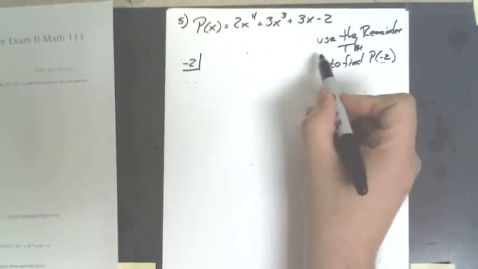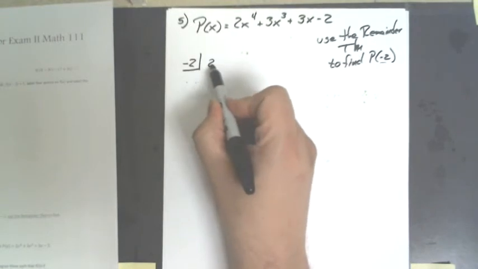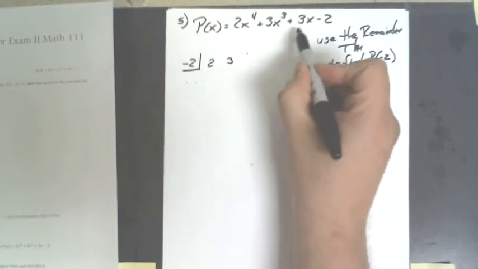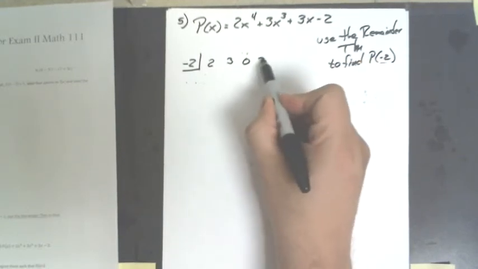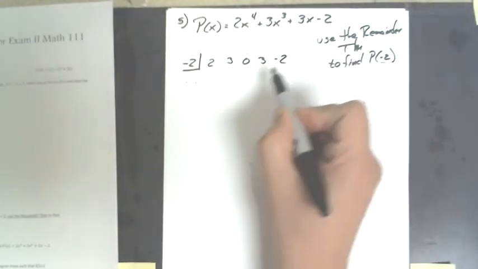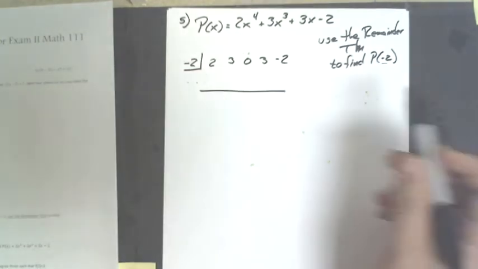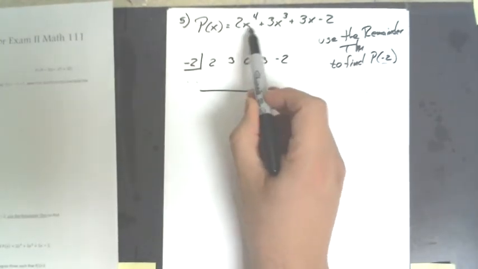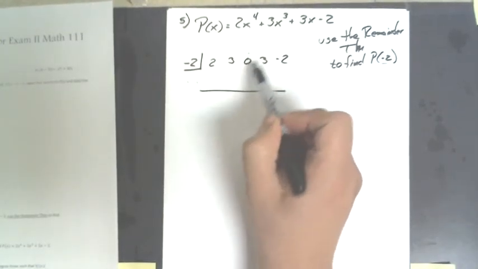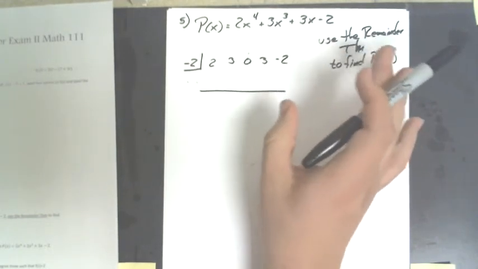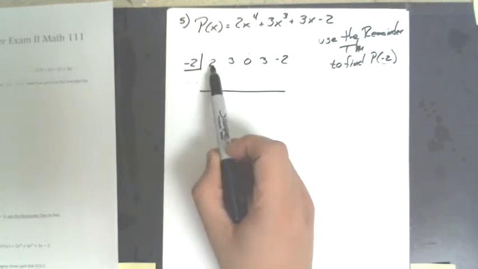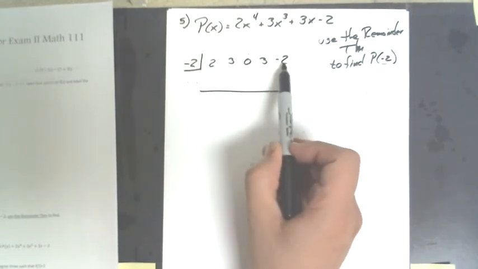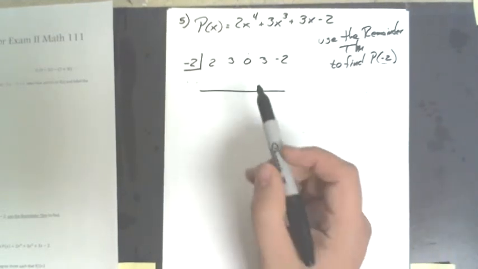And set up our coefficients. Our coefficients are 2, 3, notice there's no x squared, so 0, 3, -2. I mentioned this in the last video I sent out. It's really important to make sure you get those zeros in there. If not, the synthetic division won't work at all. So this is a 4th degree, so it should go 4, 3, 2, 1, constant. So make sure that happens.